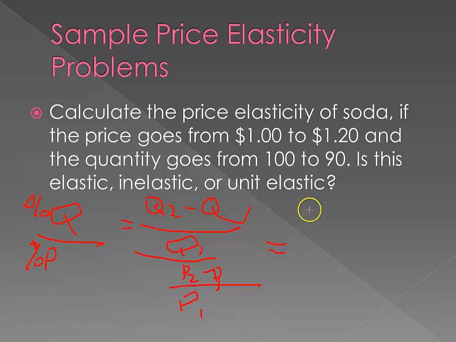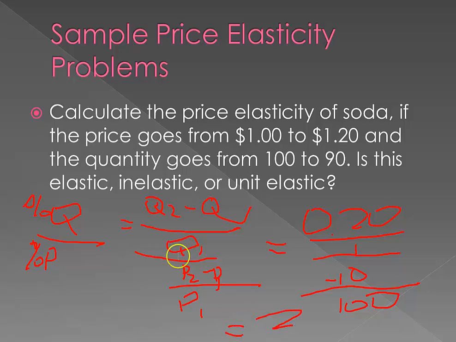And this is just equal to 20 cents over 1 over 10, negative 10 over 100. And this is equal to negative 2. But in elasticity, the negative signs don't matter. So the answer is 2. And since 2 is greater than 1, this good is elastic.